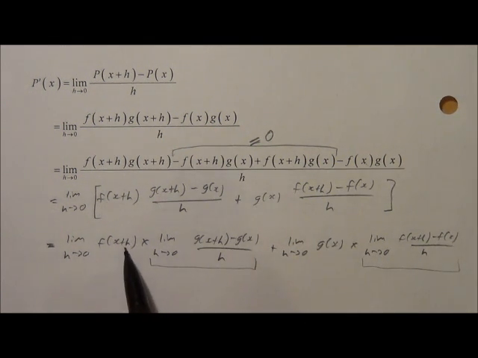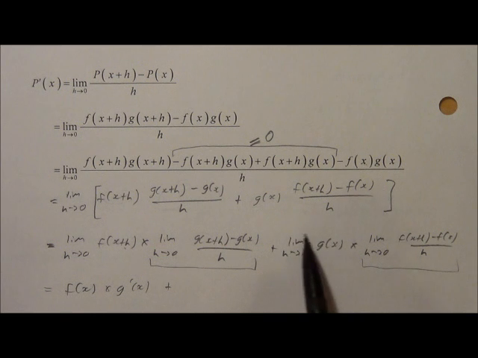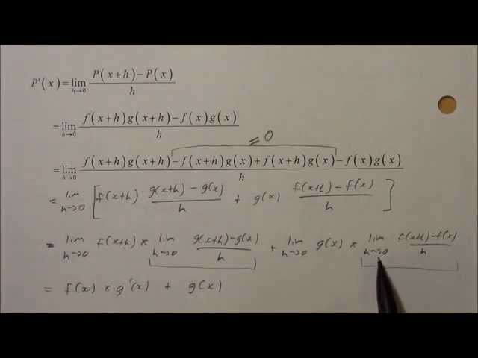So if you substitute 0 into this, what are we left with? f of x. And when we substitute h equals 0 into here, that's the limit definition of the derivative, so that just leaves us with g prime of x. And then over here, nothing changes, because when you substitute 0 for h here there are no h's, so that just leaves us with g of x, and this over here is the limit definition of the derivative of f of x, so that gives us f prime of x.